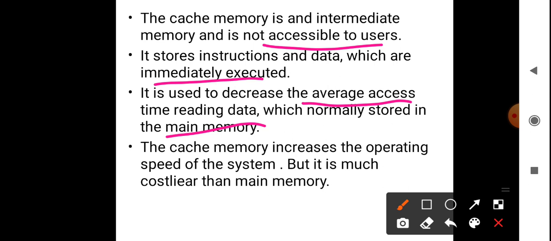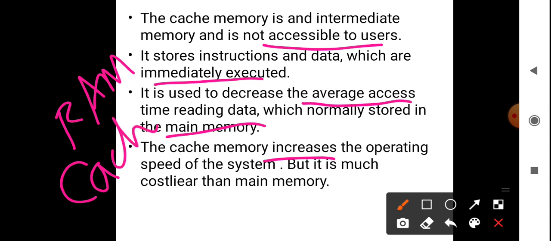And this cache memory also increases the operating speed of the system, but it is much costlier than the main memory. The operating speed will of course increase, because compared to the RAM, the cache memory speed is more. Only, these cache memories are always costlier when we compare them to RAM.